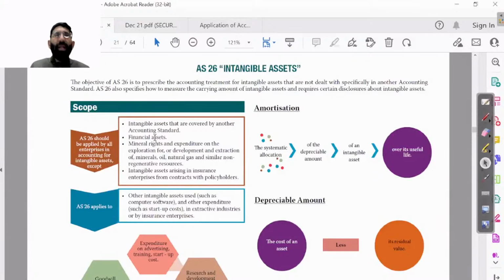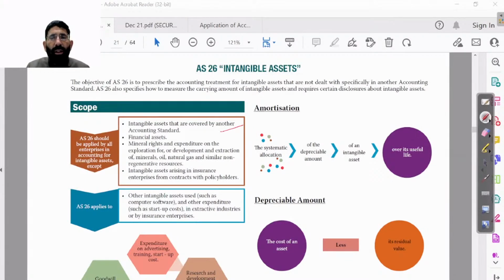So what is an intangible asset? First, tell me. Everyone knows about intangible assets. An asset which we can't touch and see is an intangible asset. And obviously it will be covered under the fixed assets, because we are talking about fixed assets only. We are not talking about current assets. So a very simple definition is given to you.